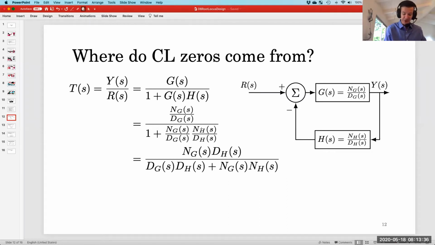And if we want to clear the fractions, or the fractions within fractions, I should say, then I want to multiply by that product on top and bottom. And doing so will make that product appear here. And the dg will cancel in the numerator, but the dh has no one to cancel with. And so the point of this slide is to get you to see that the closed loop zeros come from one of 2 places. Either the zeros of G or the poles of H.